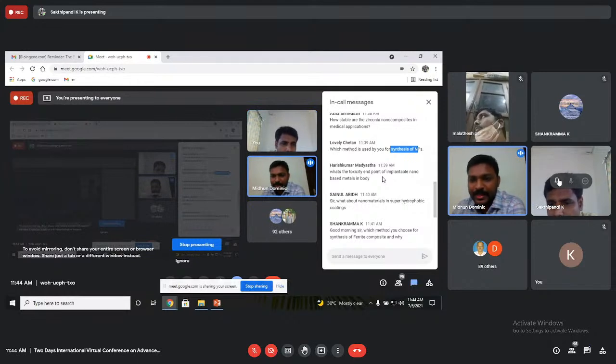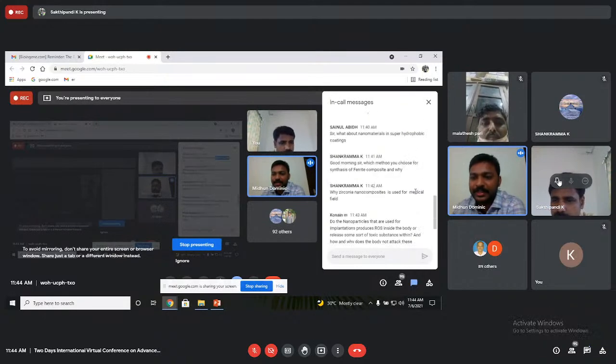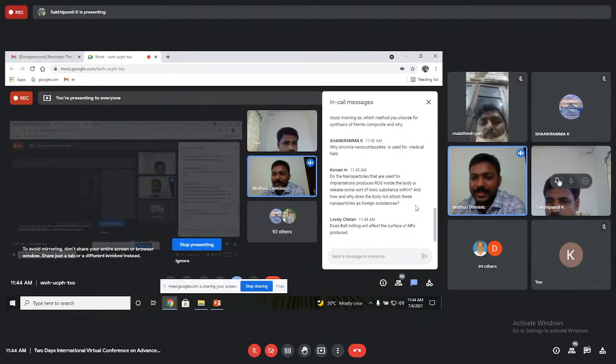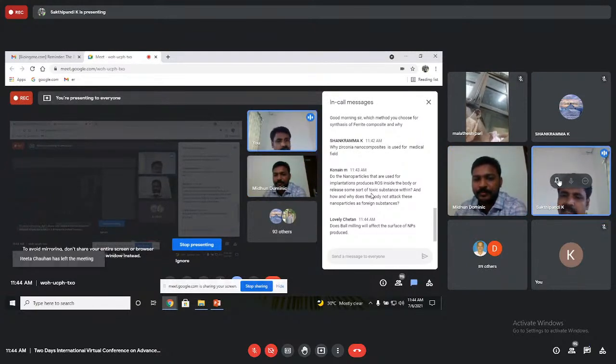And one question is from Conain M. Do the nanoparticles that are used for implantations produce ROS inside the body or release some sort of toxic substance within? And how and why does the body not attack these nanoparticles as foreign substances? Yes, it should interact with some ROS. We have to study that before the implant. There is some procedure; the clinical trials will be there. Some things we have to take care of in the animal house. So after that only the people will go for implants.